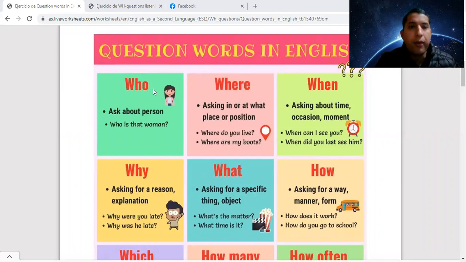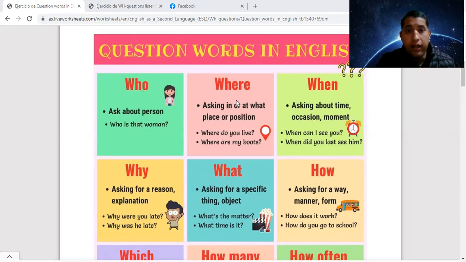For example, number one, we have who. Who is used to ask about a person, okay? For people, always we talk about people, we use who. Let's see one example. Who is that woman, okay? Another example could be, who is your teacher? Who is your friend? Who is your mother? You see, always talking about people.